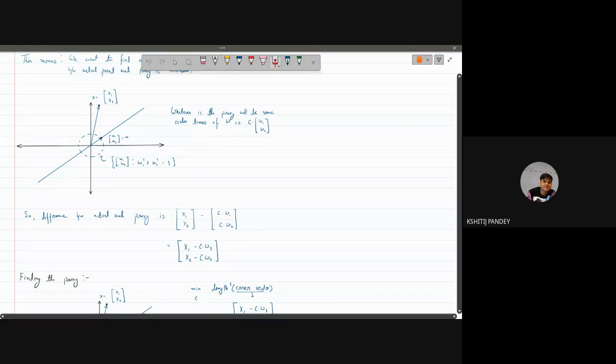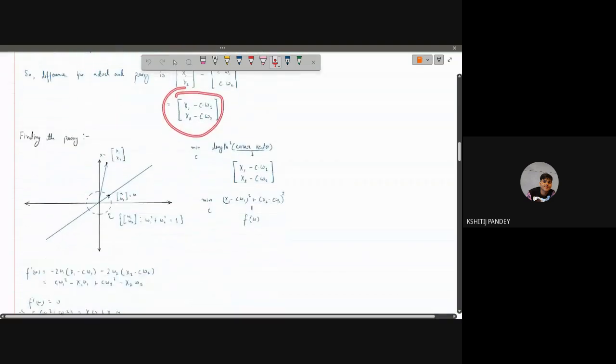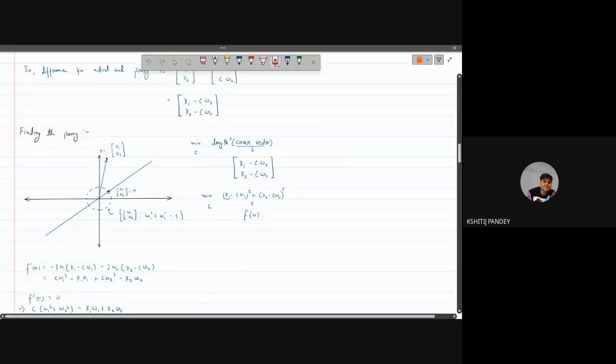So now this is the original vector and this is the proxy. The distance between the two is the error. We want to reduce this quantity, that is, we want to reduce the length of this. So simply minimize the length of this vector. And here is simple algebra.